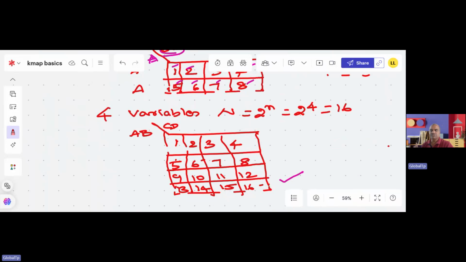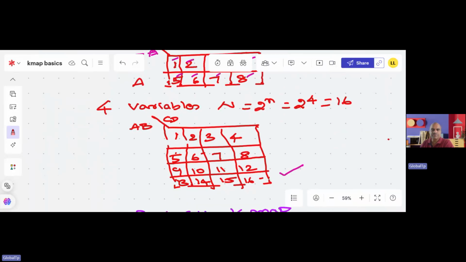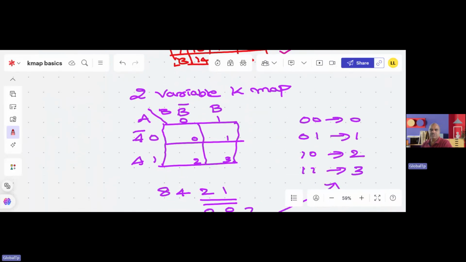So 2 variables means 4 cells, 3 variables means 8 cells, and 4 variables means 16 cells need to be coined in a 4 variable Karnaugh map or any structure that depends on the number of variables we are using. So first we will see the 2 variable Karnaugh map in detail. While forming a 2 variable Karnaugh map, you have to form it like this.